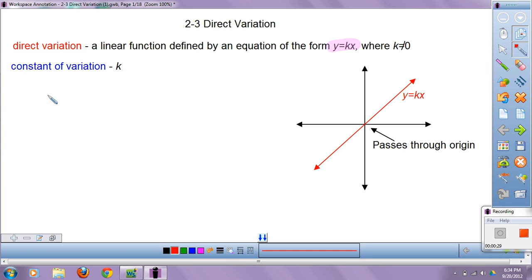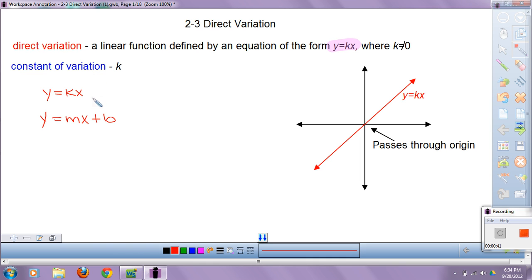So when you see this phrase, constant of variation, that's what they're talking about: k. This equation, y equals kx, should remind you of something. It should look similar to the equation y equals mx plus b, the slope-intercept form of a linear equation. A direct variation is also a linear equation. It's just a special type of linear equation. Notice that the k is in the same position as the m. So the k could also be seen as your slope, but in this case it's called a constant of variation.